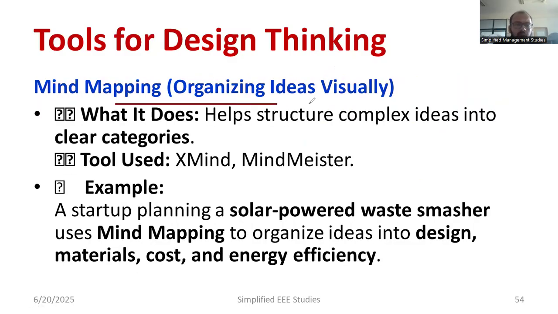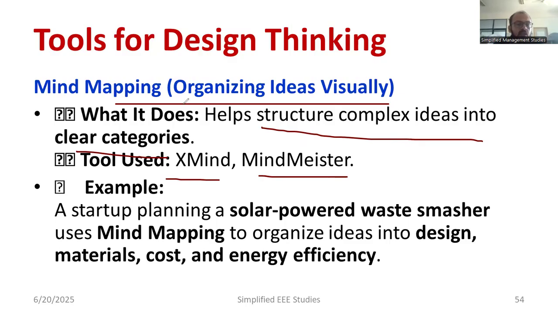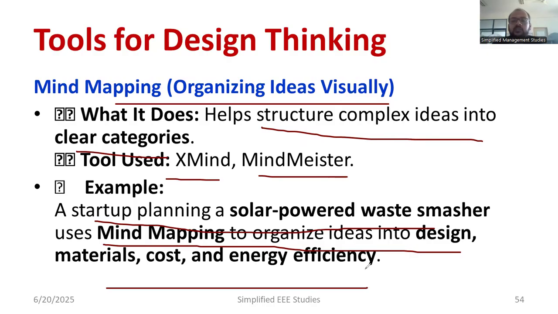Now, mind mapping is another tool for design thinking. What does mind mapping do? It organizes ideas visually in a systematic way. It helps to structure complex ideas into clear categories. For example, XMind and MindMaster are tools used for mind mapping. Let us see one example: startup planning for a solar powered water washer. Mind mapping organizes the ideas on material, cost, energy efficiency, user viability, and design. Ideas will be generated in a structured order. So this is regarding mind mapping.